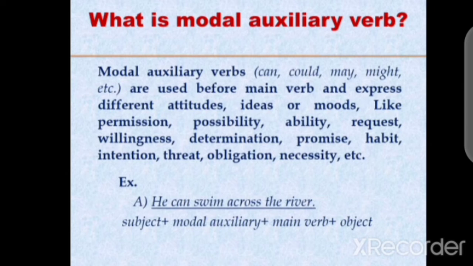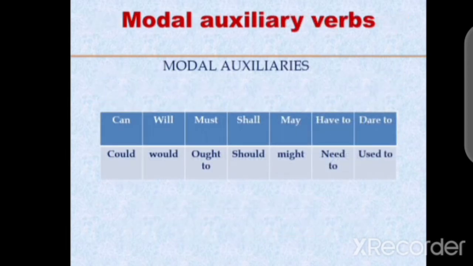For example, he can swim across the river. Here, he is the subject. Can is the modal auxiliary. Swim is the main verb. So, a modal auxiliary verb is used before a main verb. Here you can see different modal auxiliary verbs which we use regularly in our routine life.